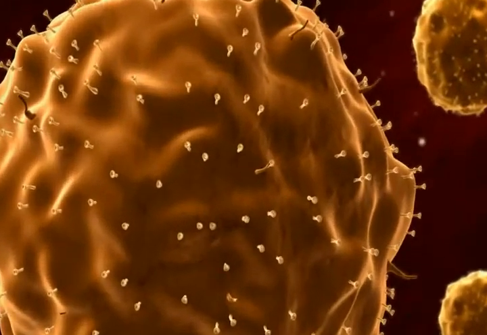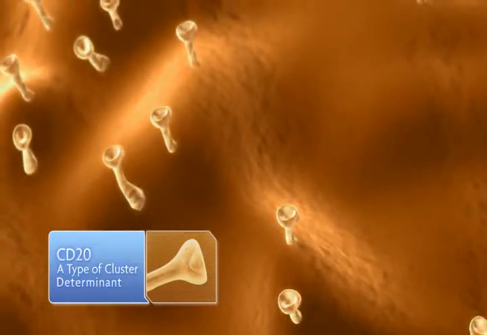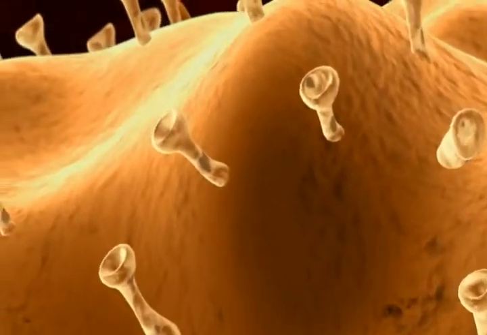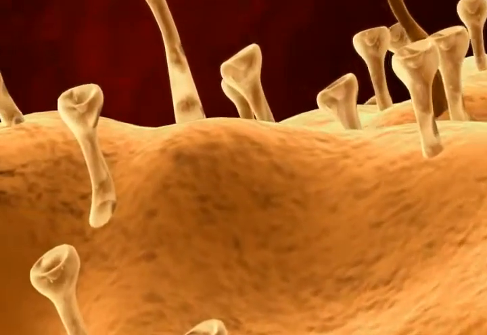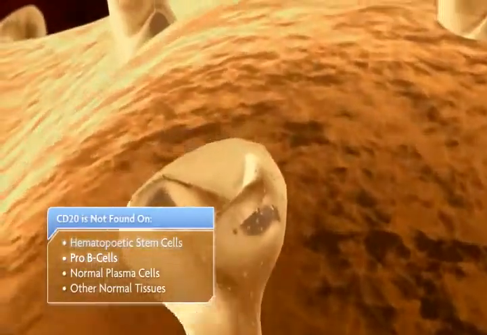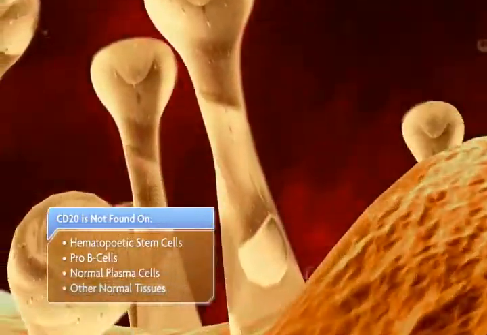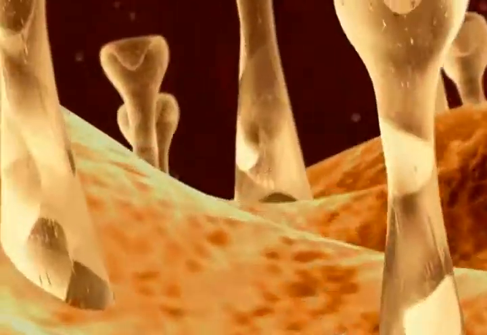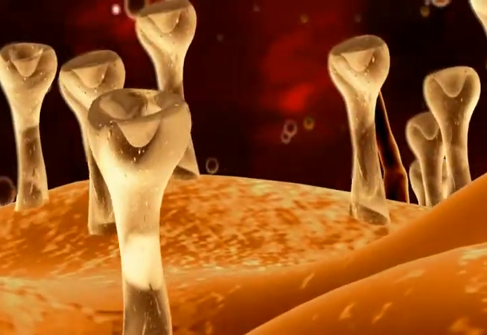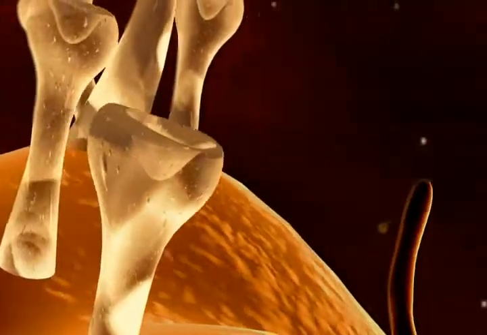surface. These antigens are called cluster determinants. The antigen CD20 is expressed on pre-B and mature B lymphocytes and on over 90% of B cell non-Hodgkin's lymphomas, but is not found on hematopoietic stem cells, pro-B cells, normal plasma cells, or other normal tissues. Because CD20 does not detach from the cell surface, change its structure, or become internalized, it is a stable target for monoclonal antibodies targeted against CD20.